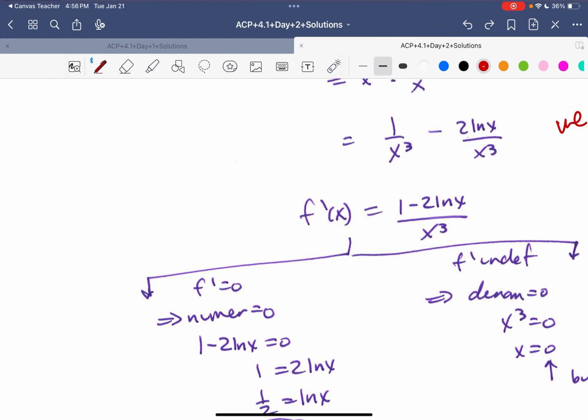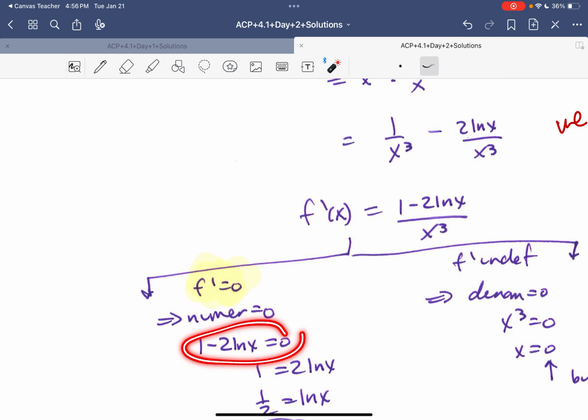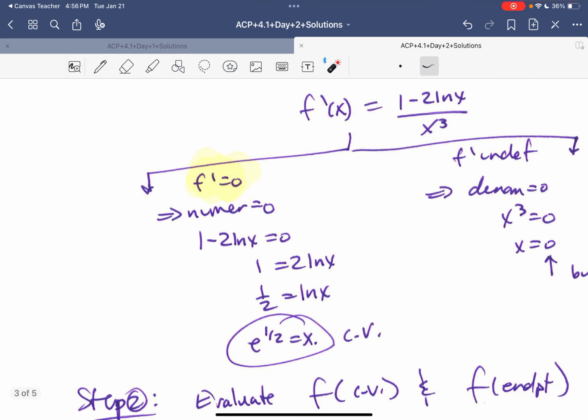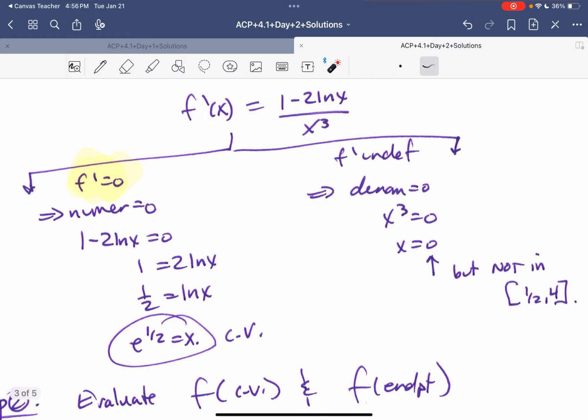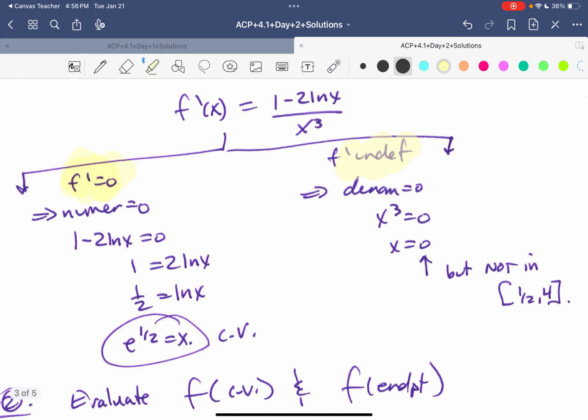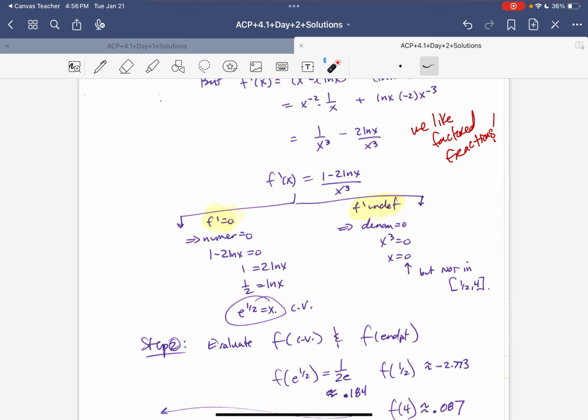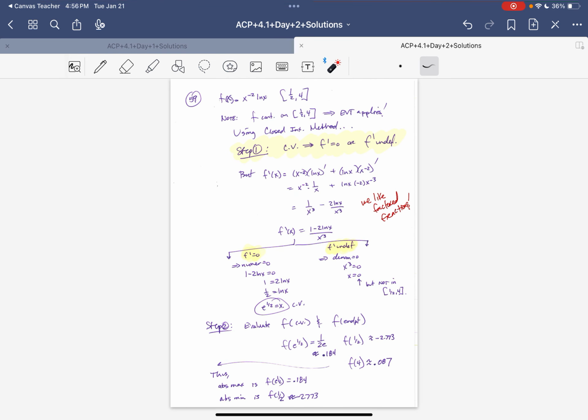Why is that great? Because now if you ask me where's the derivative equal to 0, I set the numerator equal to 0. So I get this. And when you get to here, that just means that e to the 1/2 was equal to x. If you ask me where is it undefined, I set the denominator equal to 0, and so I get x equals 0. So for my function, these are critical, but to the current conversation, the only one that lives in here is this one.